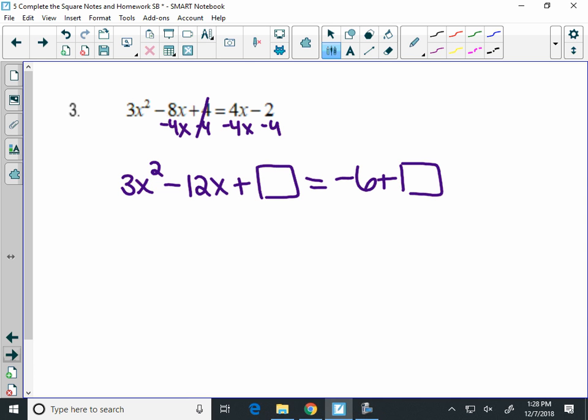Yes, we are going to have to divide everything by 3 because we don't like that x squared here. So I want you to divide every term by 3. You can skip over the boxes.